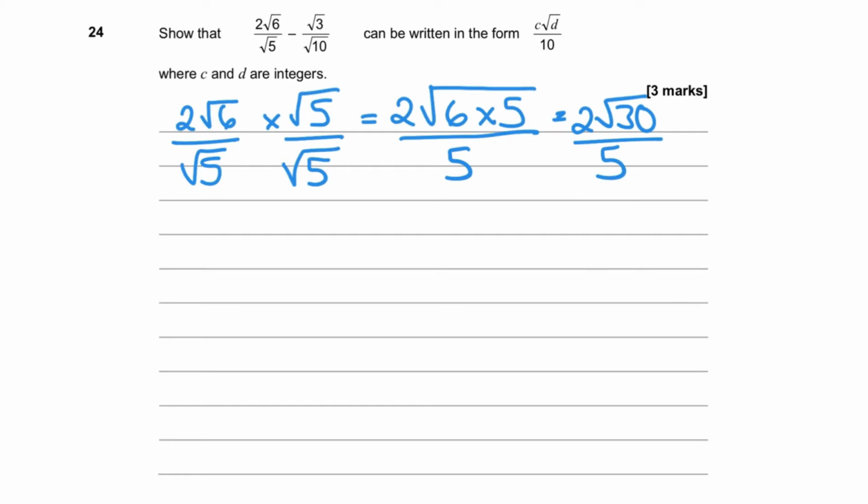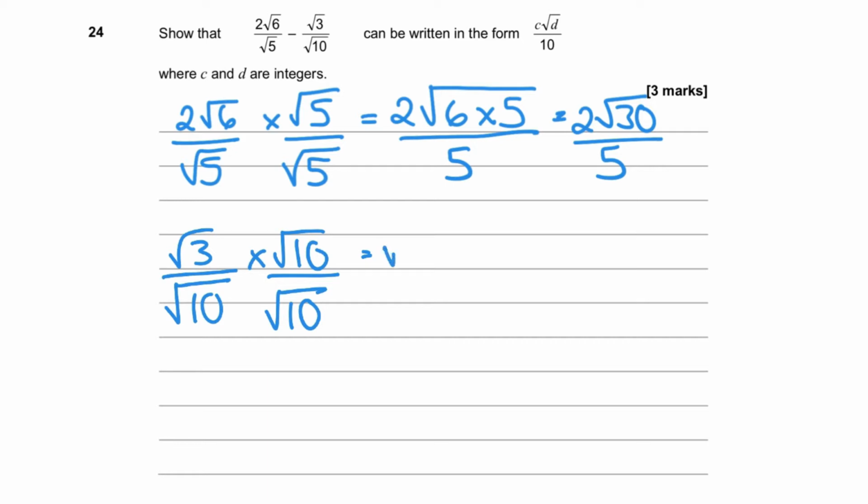So for the second fraction, we've got root 3 divided by root 10. So to rationalise that one, we're going to times top and bottom by root 10. So we've got root 10 divided by root 10. So root 3 times root 10 is root 3 times 10, divided by root 10 times root 10, which is just 10. So we've got root 30 divided by 10.